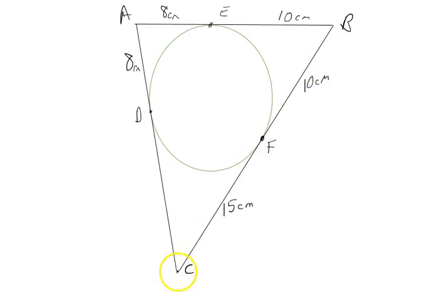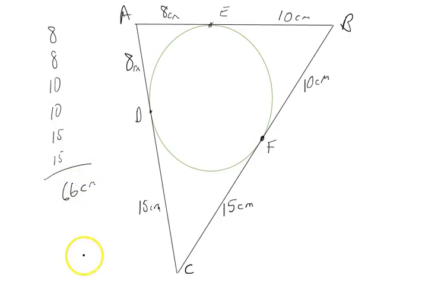And then finally with C. C is tangent, or the line from C to F is tangent at F, and the one from C to D is tangent at D. And so if this is 15, this side is 15, and all you would have to do to get the perimeter would be to add 2 8s, 2 10s, and 2 15s to get you a perimeter of 66 centimeters.